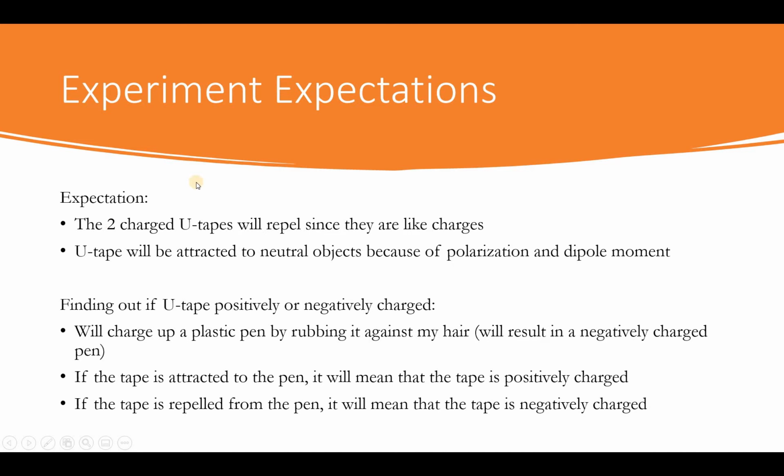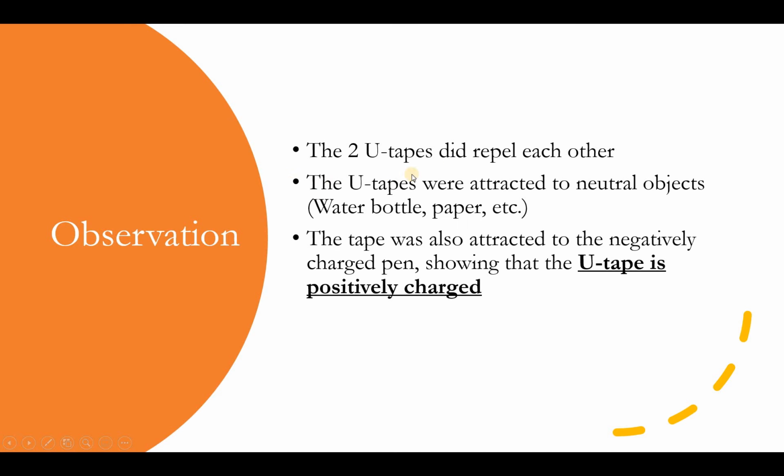My expectations for the lab: I expect the two charged tapes to repel each other since they are like charges. The tape will also be attracted to neutral objects because of polarization and dipole moment. We're going to figure out if the tape is positively or negatively charged by rubbing a plastic pen against my hair, which will make it a negatively charged pen. If the tape is attracted to the pen, that means the tape is positively charged. If the tape is repelled from the pen, it will mean that the tape is negatively charged.